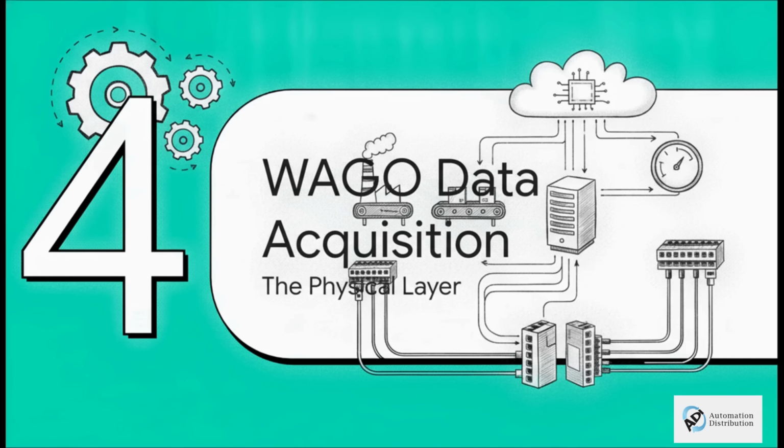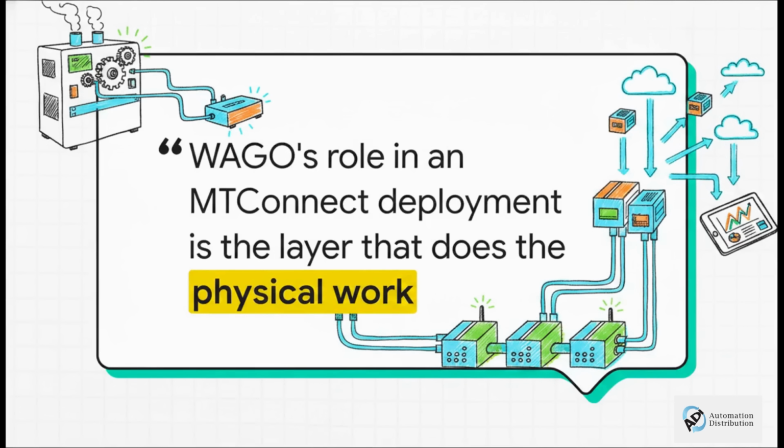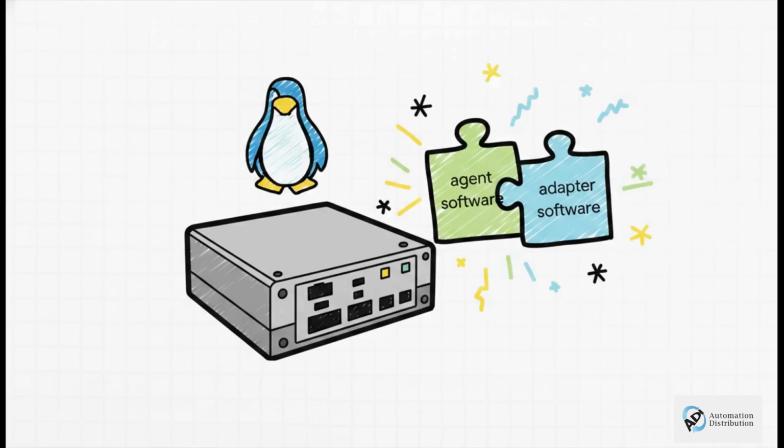So let's hit Section 4, WAGO's data acquisition layer. Here's the thing. On a standalone machine that exposes absolutely no native data, software alone just isn't going to cut it. WAGO's role in an MTConnect deployment is to act as the physical bridge. It's the layer that physically captures the machine's signals and provides the actual computing power to run that adapter and agent we just talked about. The reason this works so seamlessly is the architecture of WAGO's PFC controllers.